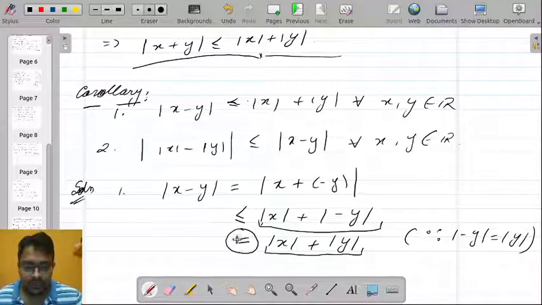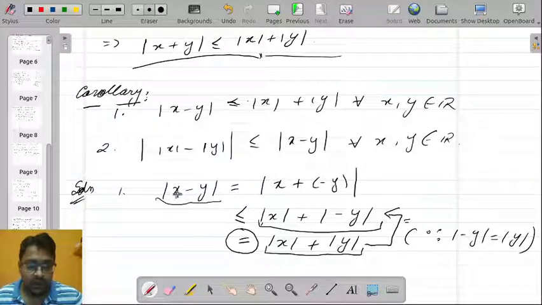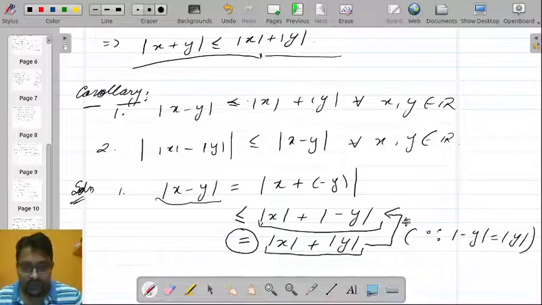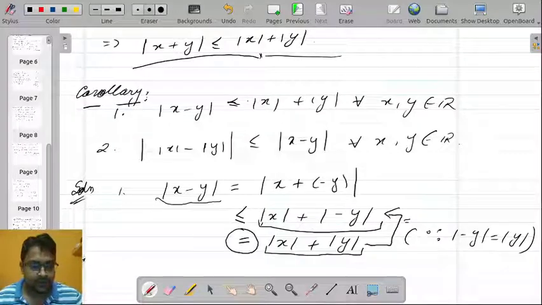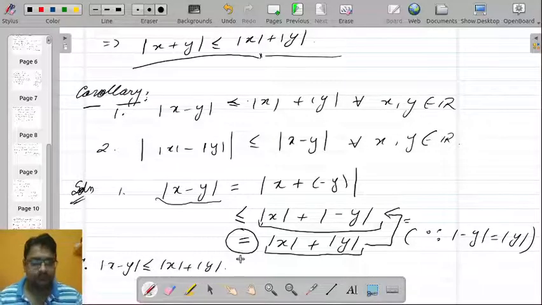Okay, so when I write equal to here, it means that this step is actually equal to this step. It doesn't mean that this is equal to the original one. The original one is already less than this quantity, but this quantity is equal to this. So ultimately mod of x minus y is less than or equal to mod x plus mod y. So this part we have already proved.